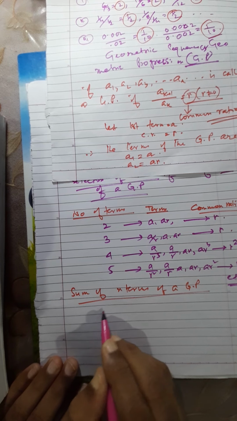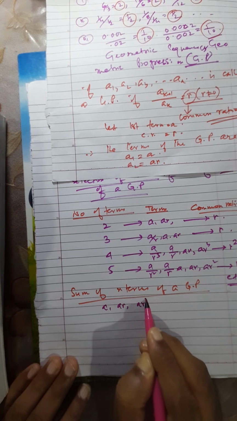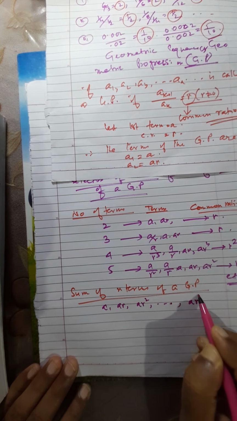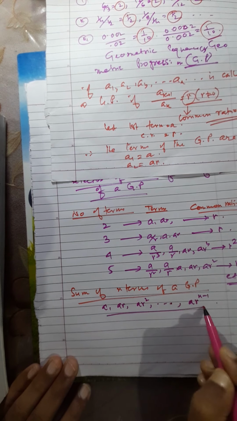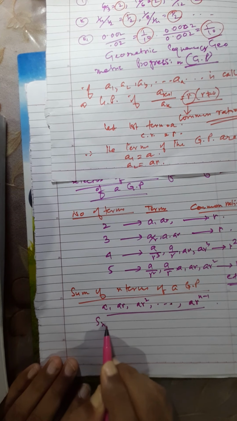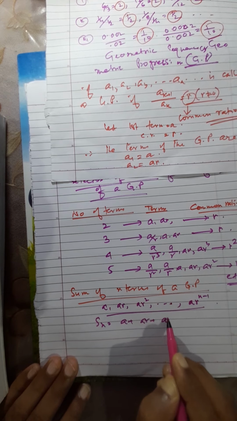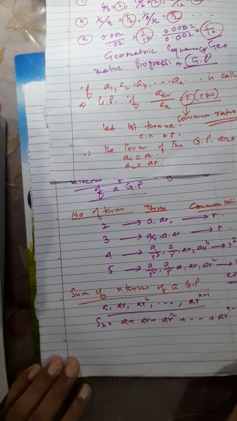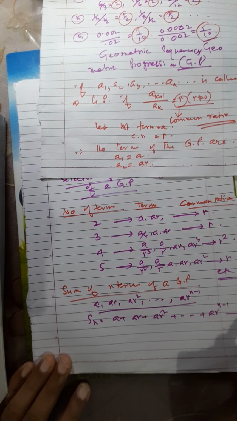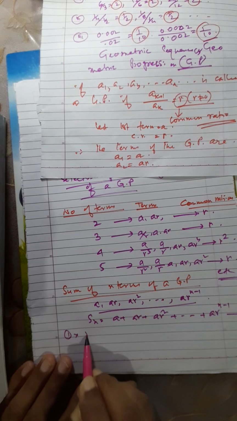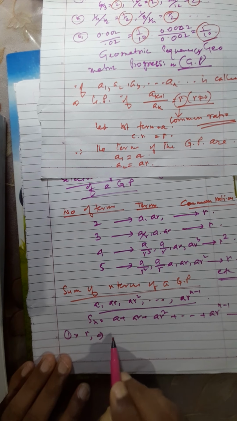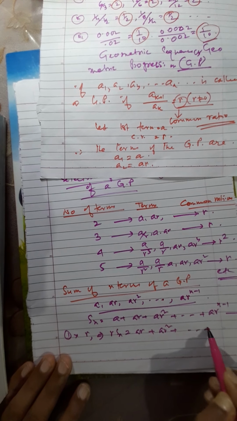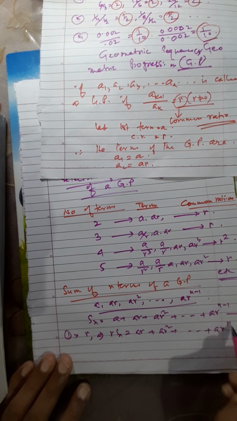Suppose a, ar, ar square, up to n terms, so a r to the power n minus 1, are the terms of a GP. That is, Sn is equal to a plus ar plus ar square plus dot dot dot plus a r to the power n minus 1. This is number 1. If we multiply it by r, then r Sn is equal to ar plus ar square plus dot dot dot plus a r to the power n. This is number 2.